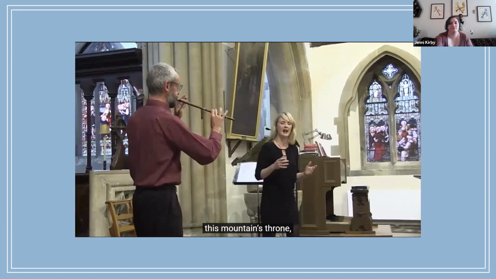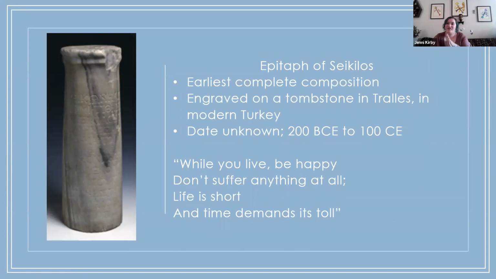So that was a little bit of the Delphic painting. Our last musical example before we wrap it up is the Epitaph of Seikilos. This is a super famous one because it is the earliest complete composition that we have. It's engraved on a tombstone that was found in modern Turkey, and you can see that here. The date is unknown, and there's a wide range of what people think that this would have been composed. And it's very short, though complete.